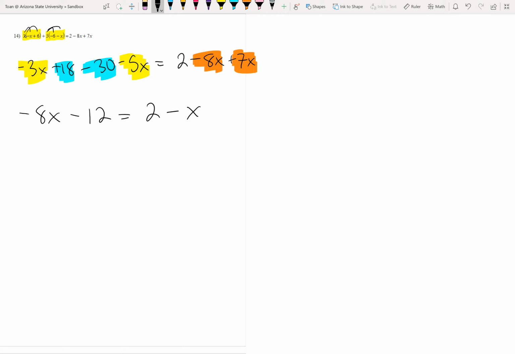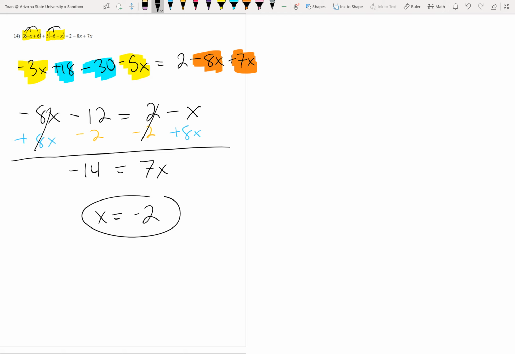Solving equations 101: get all the variables on one side, get all the regular numbers on the other. Hopefully we can do two steps at once. Let's add the 8x over, and at the same time let's subtract the 2. So these are gone. That's negative 14 equals, these are gone, that's a 7x. Divide both sides by 7. We get x equals negative 2.